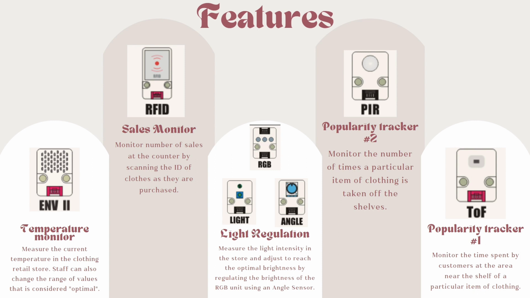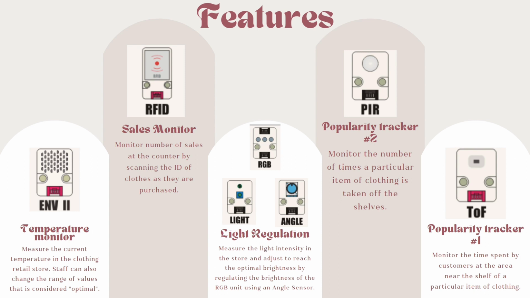Third, we have the light regulation, which first uses the light sensor to detect the light intensity in the room. If it is considered too bright or too dim, we can then use the angle unit to adjust the brightness of the RGB unit such that the optimal light intensity can be achieved.